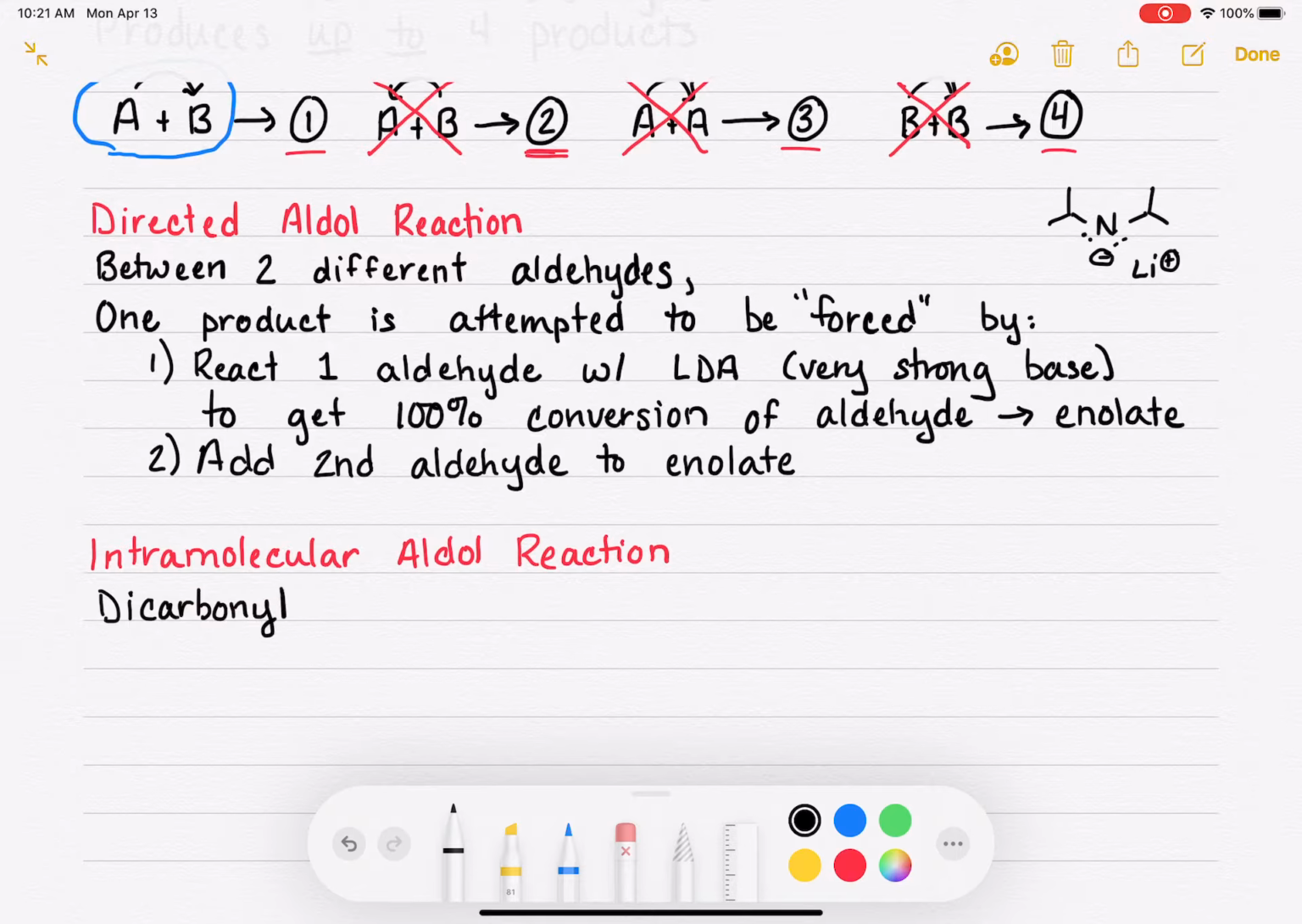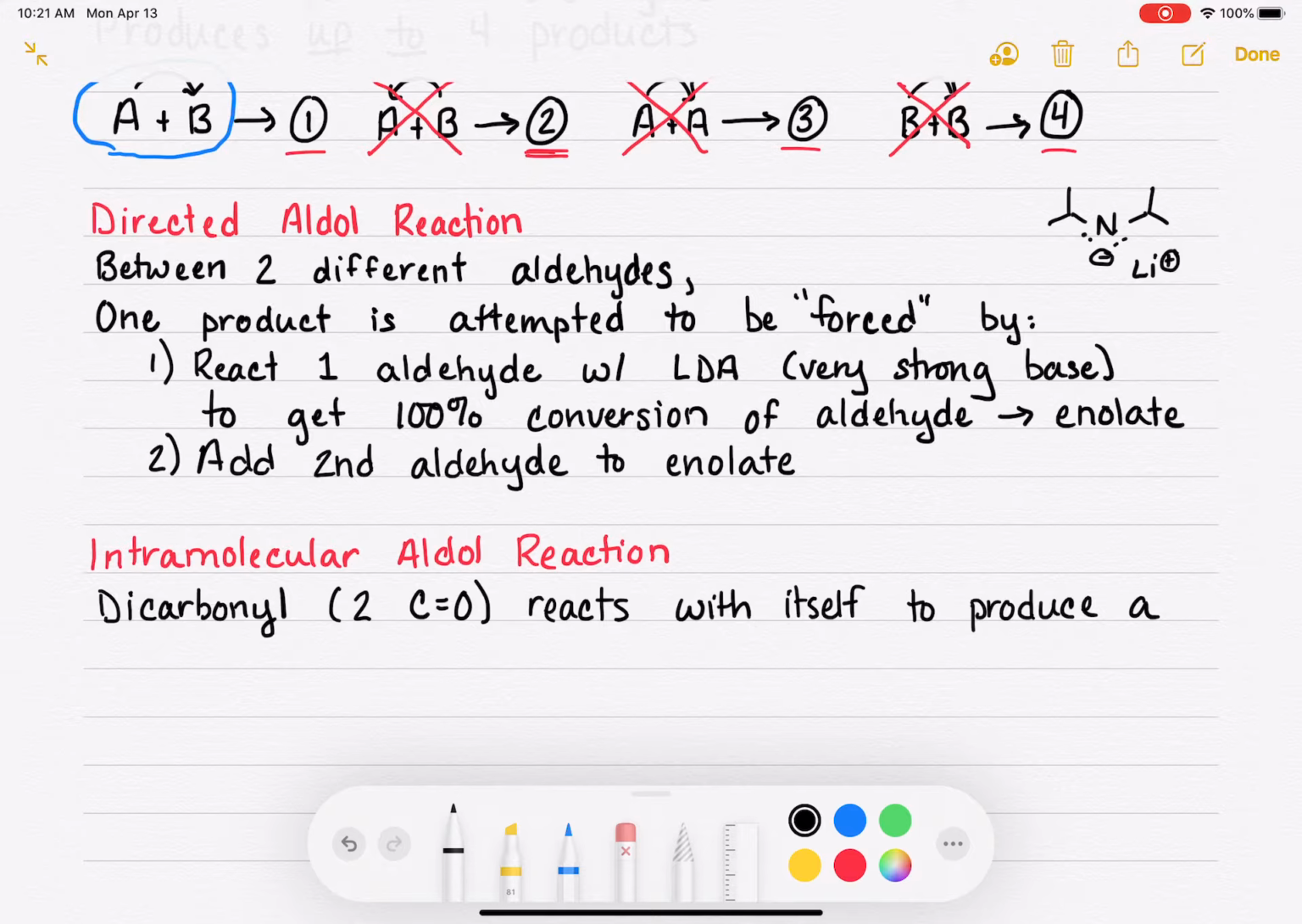What does that mean? That means that you have a molecule that has two carbonyl groups, two carbon-oxygen double bonds. So it could be a dialdehyde, or it could be a diketone, or it could be a molecule that has an aldehyde and a ketone. A dicarbonyl in an intramolecular aldol reaction, the dicarbonyl reacts with itself, doing an aldol reaction, and it produces a ring.